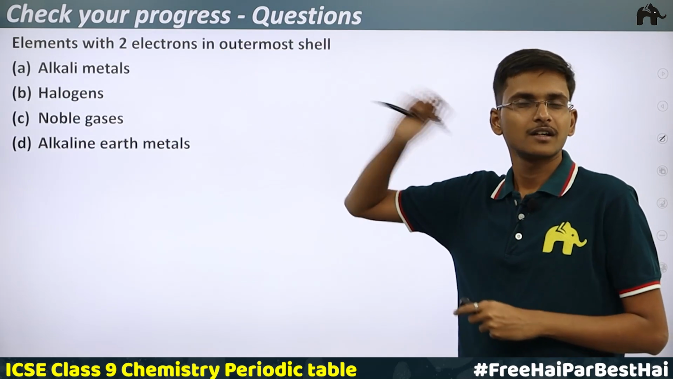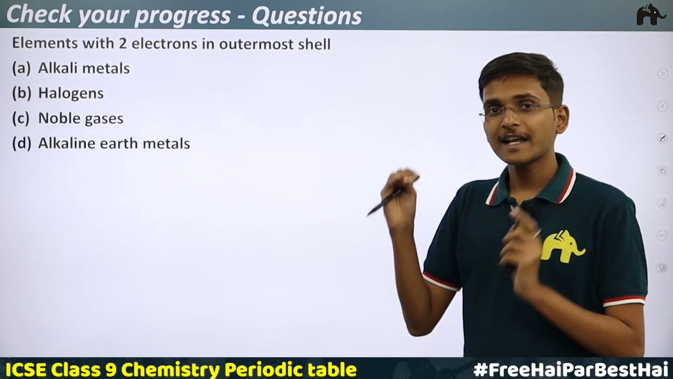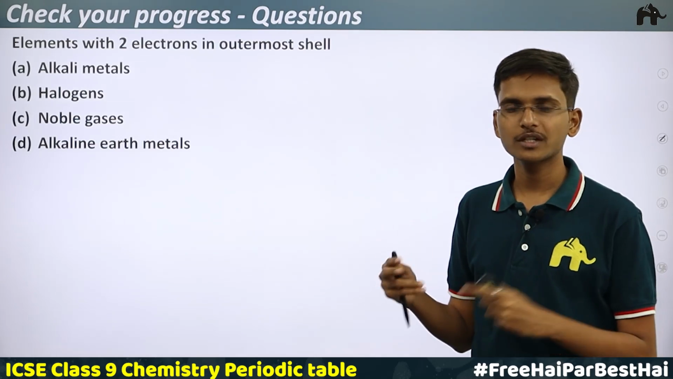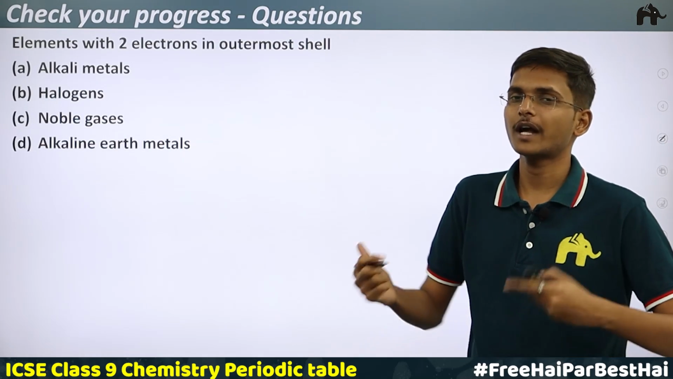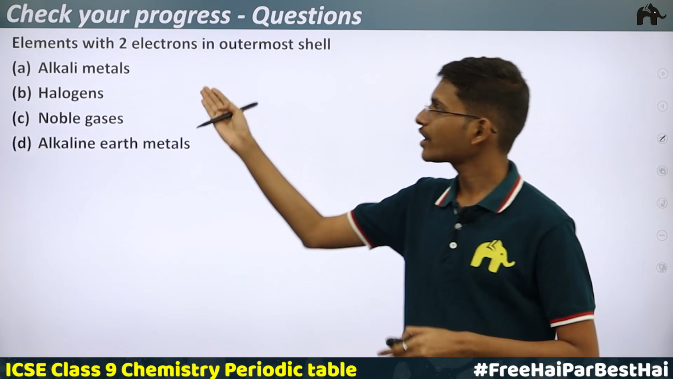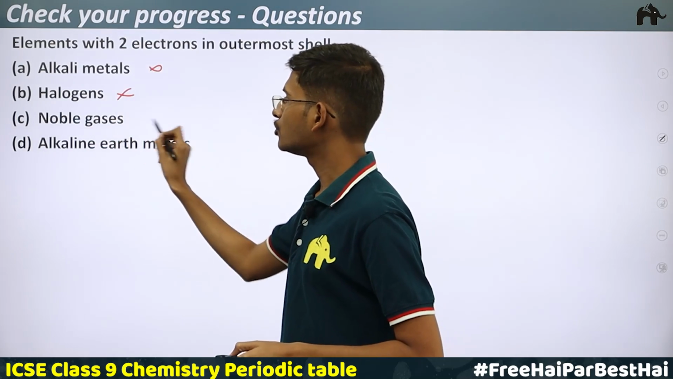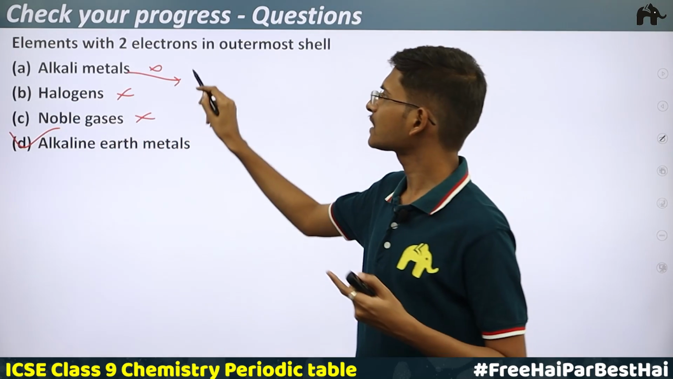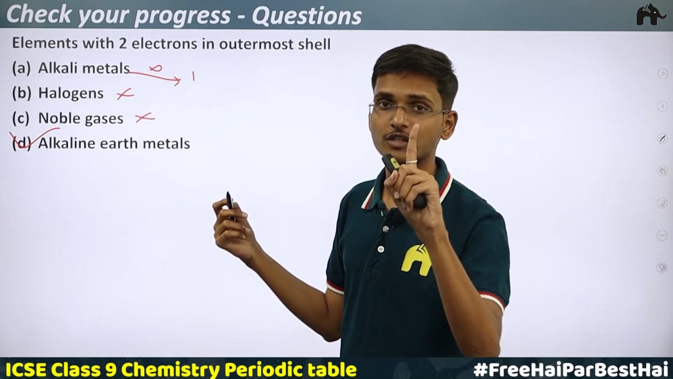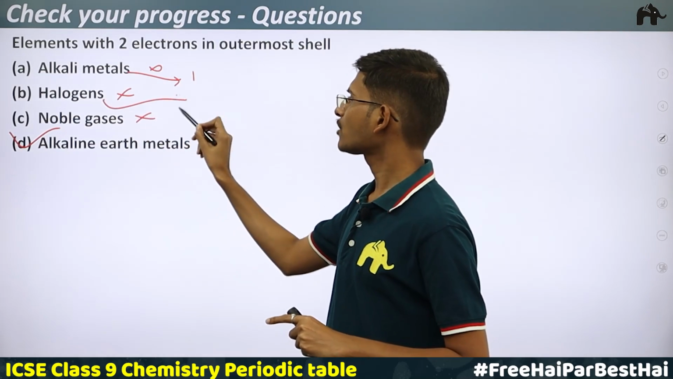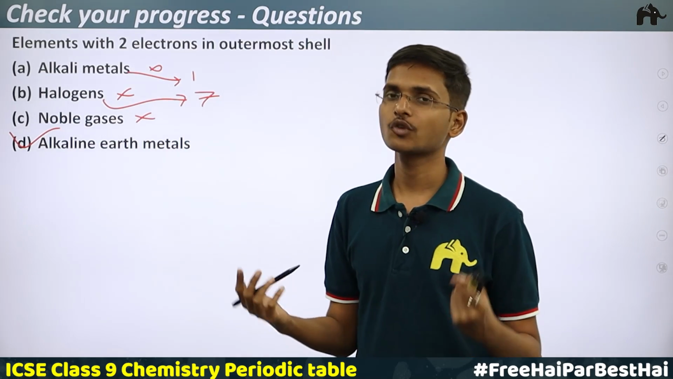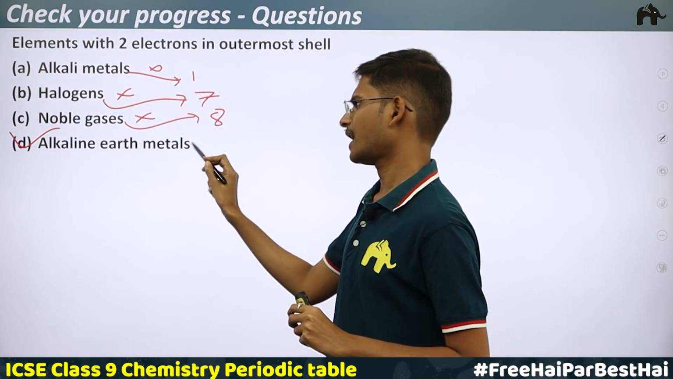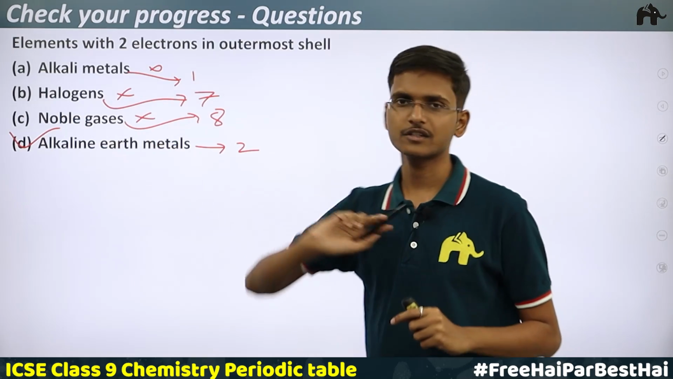Just now we have seen that group 2 elements, the alkaline earth metals, have 2 valence electrons, which means 2 electrons in the outermost shell. So the answer is pretty clear: alkaline earth metals. Alkali metals no, halogens no, noble gases no. Alkali metals have 1 electron in their outermost shell, because valence electrons are 1. Halogens have 7 valence electrons. Noble gases have 8. Alkaline earth metals have 2. So our right answer is 2.